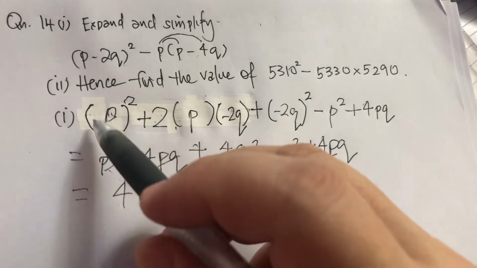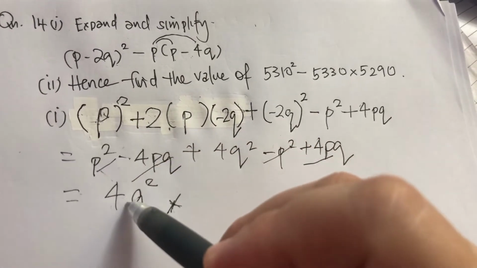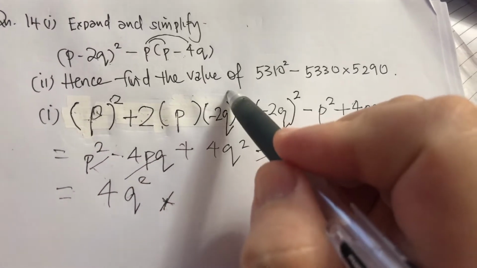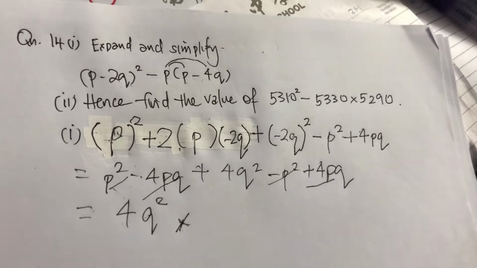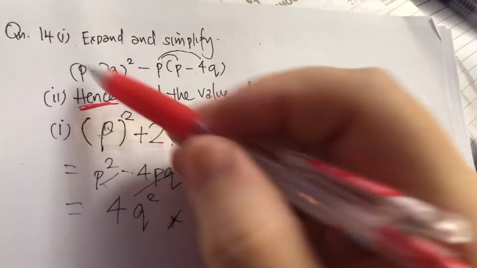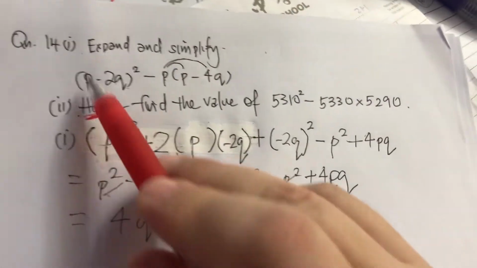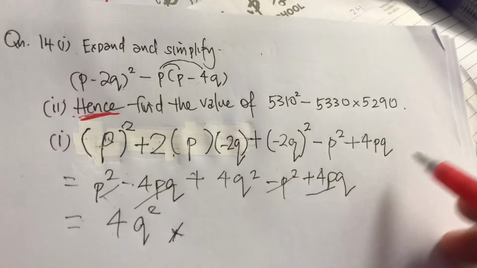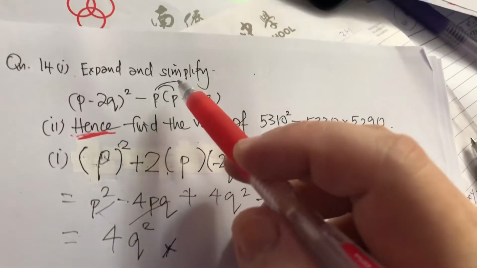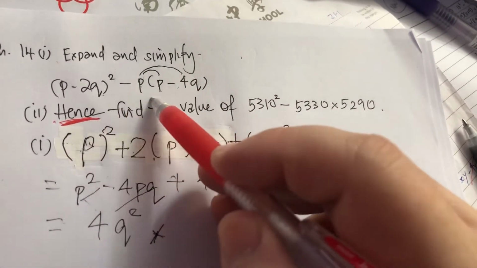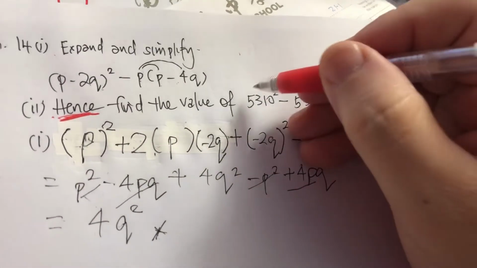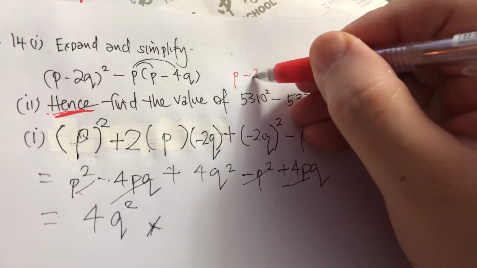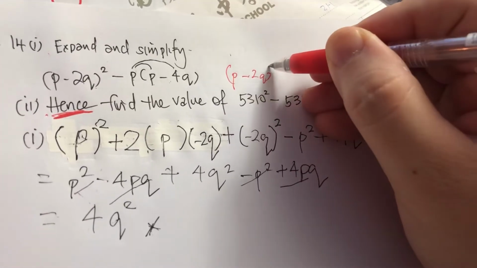Now, how do I use the result for part 1 to solve part 2? Now, first of all, you need to notice that there is a common pattern. There has to be a common pattern, otherwise they won't ask you to use the part A result to solve part 2. Okay, so look at this expression here. Okay, compare it with this one. Alright, maybe you can write them one on top of the other if you are not too sure.